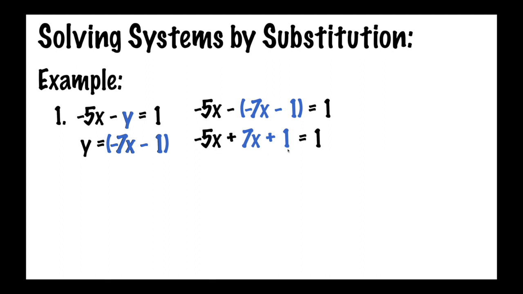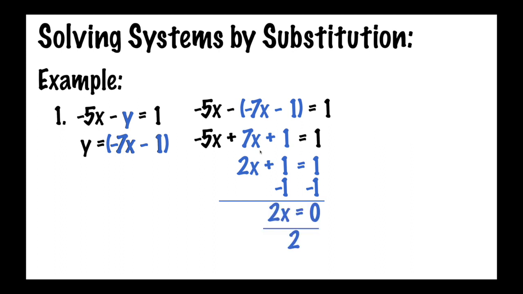From here I can clean up the left side. Negative 5x plus 7x is going to give me 2x, so now I've got 2x plus 1 is equal to 1. From here, if we subtract 1 on each side, we get 2x is equal to 0. We divide by 2. And that gives me x is equal to 0.